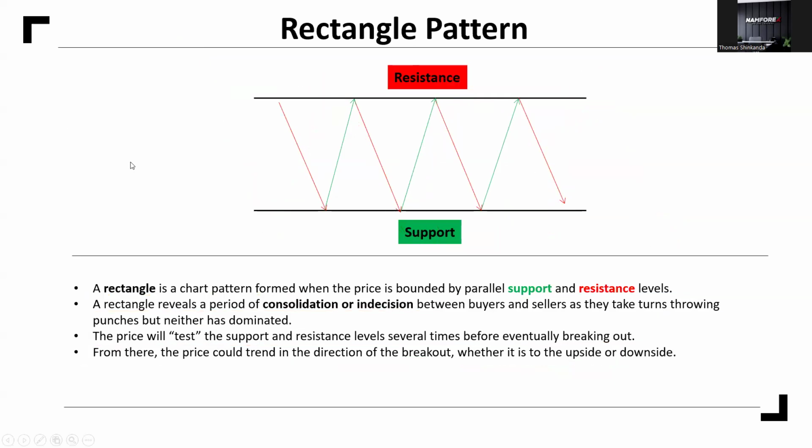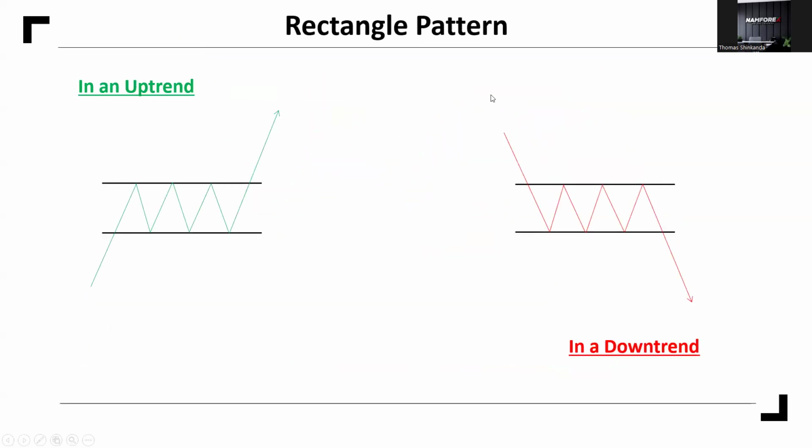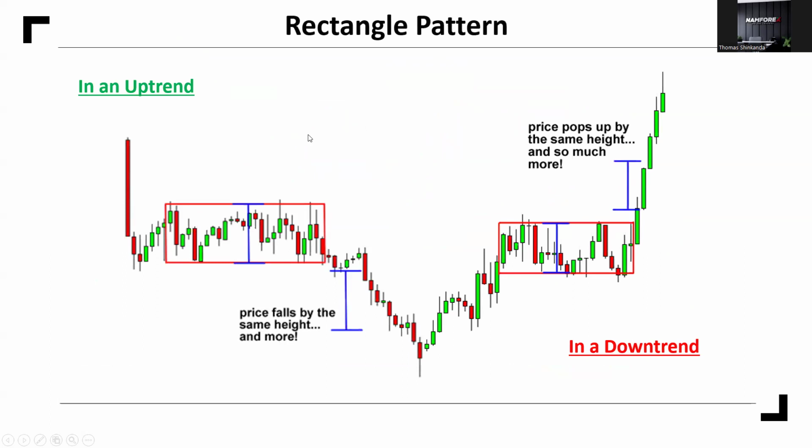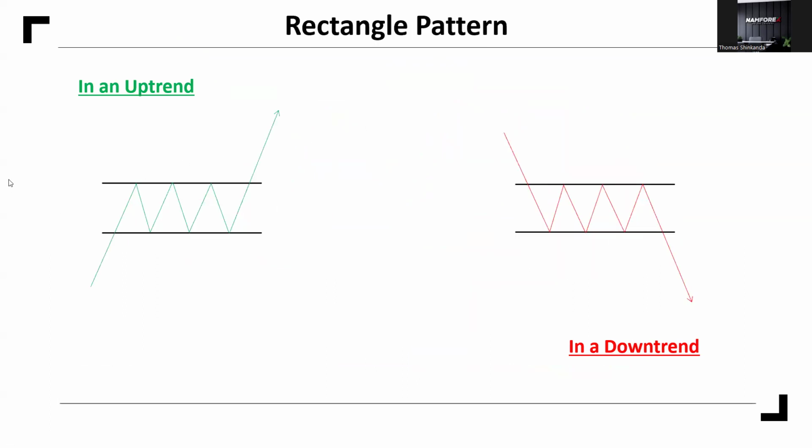Let me clear this. So this is just an example of a rectangle whereby we had a pattern here. It was consolidating. Then if it breaks on top, you look for buying opportunities. In this case, if it breaks below, you have to look for selling opportunities. Very easy and straightforward. This is what most people use because it is easy.